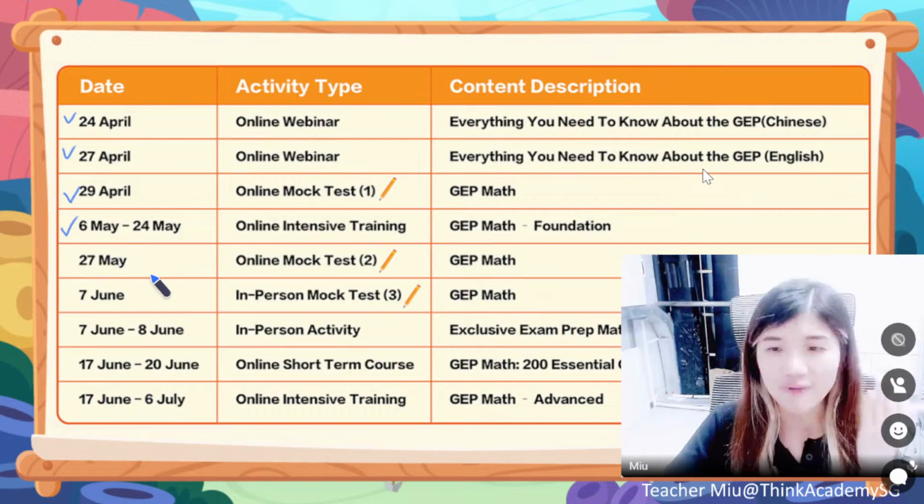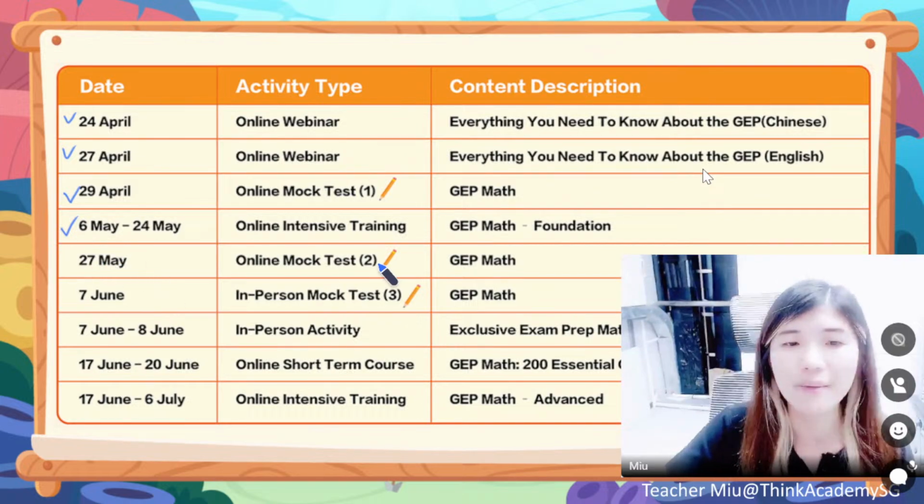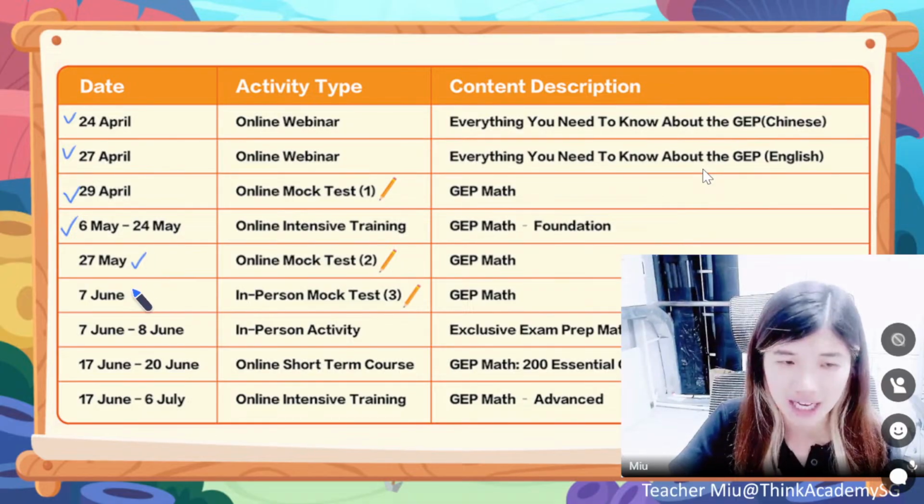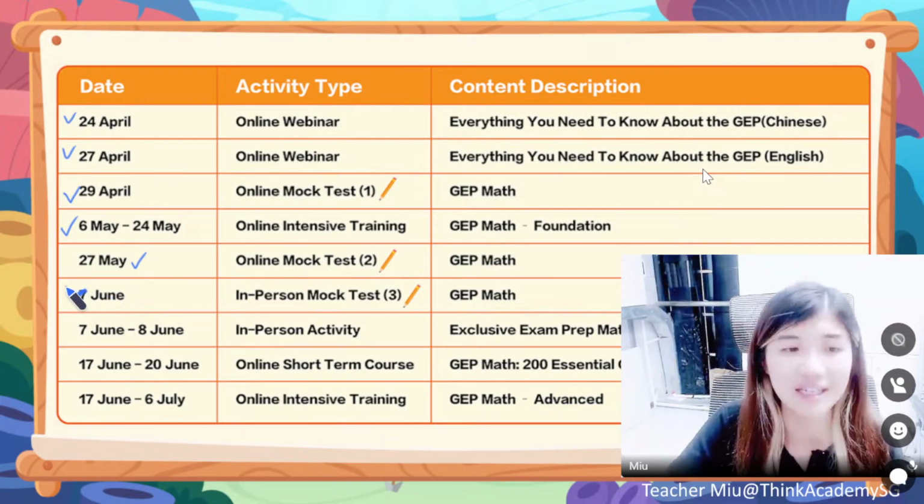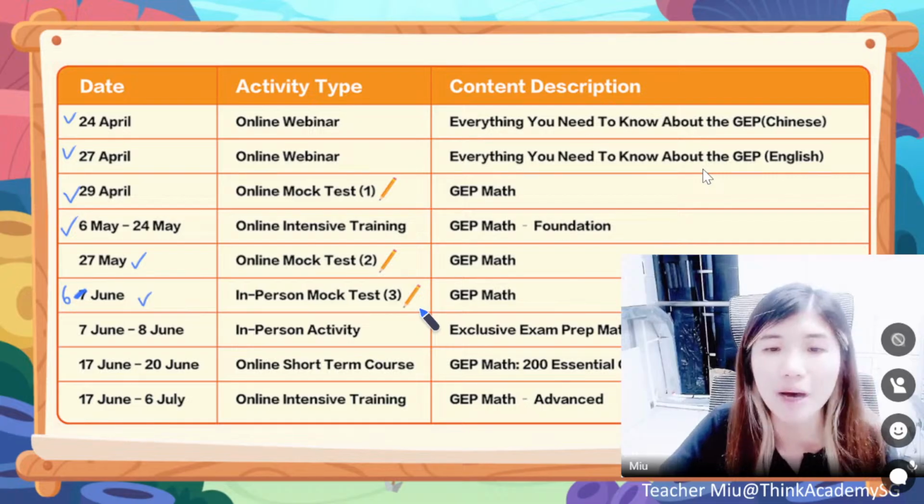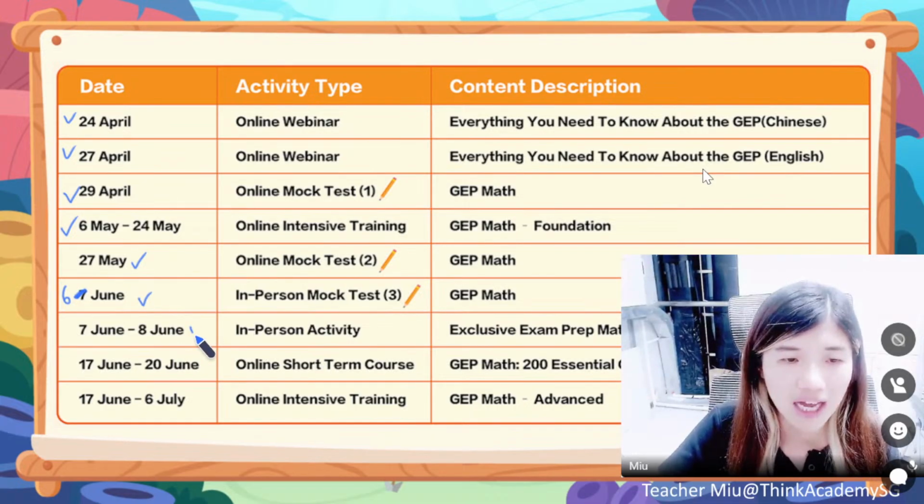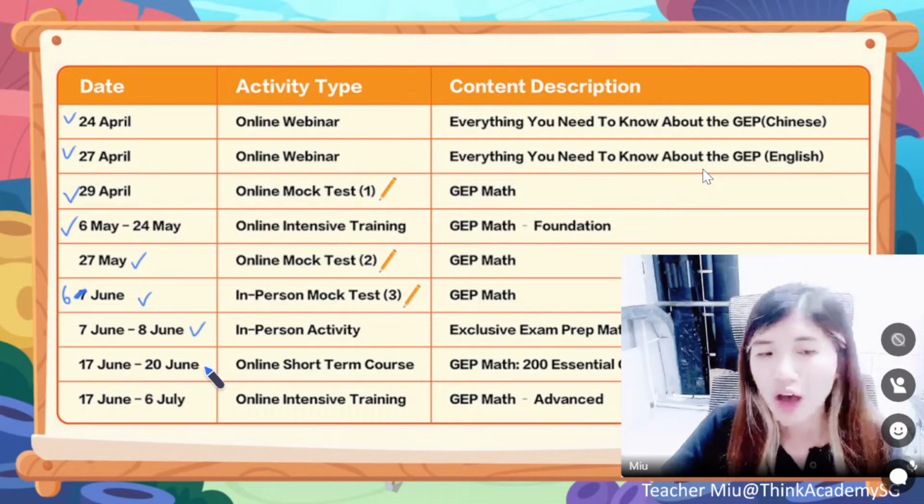And then for the events that are coming, there is mock test 2, which is an online mock test on the 27th of May. And then the next one, we moved one day forward, to the 6th of June, which is an in-person mock test. And then coming up, we are also having the collection and the online short-term course.